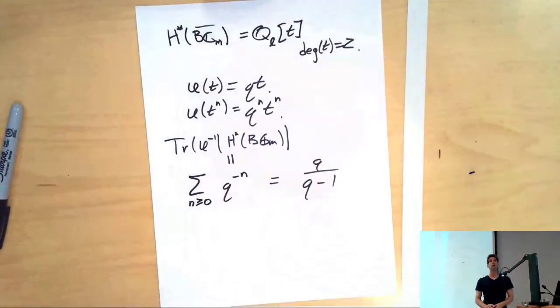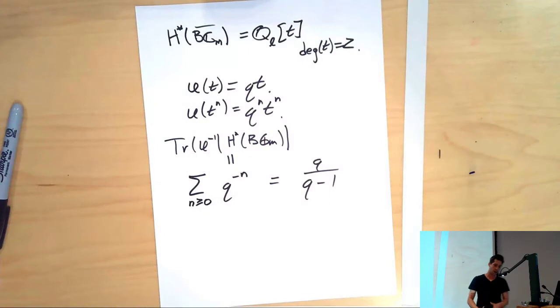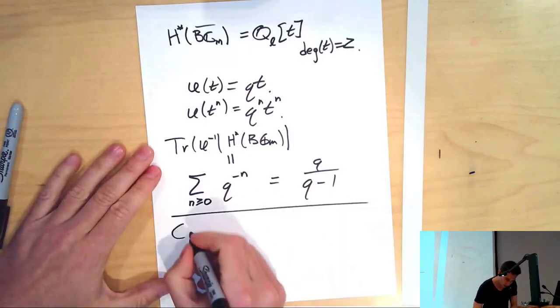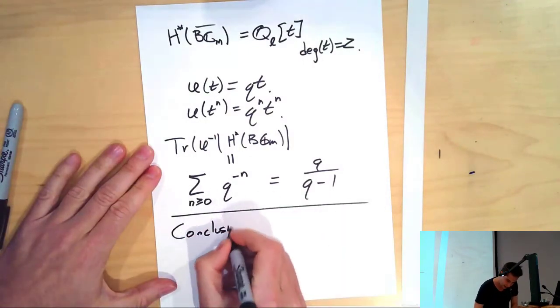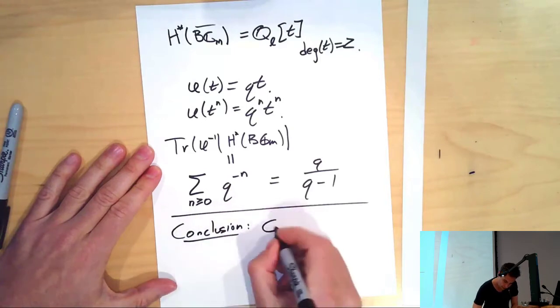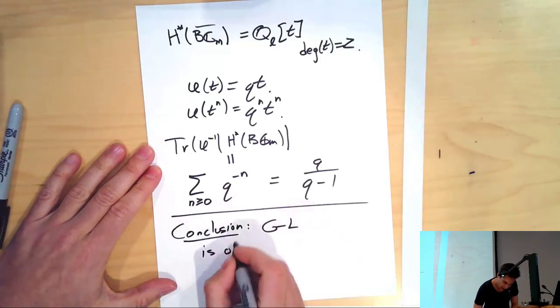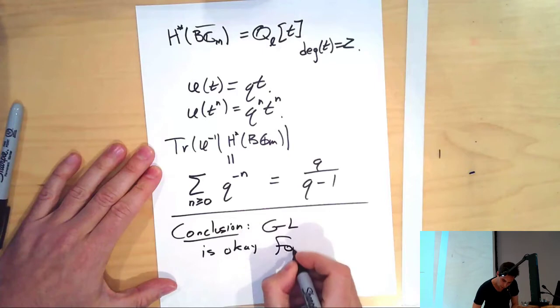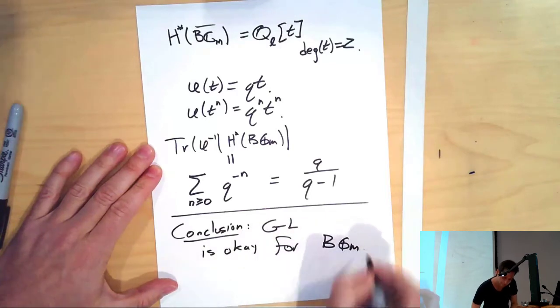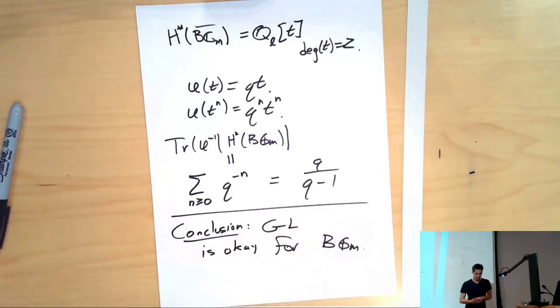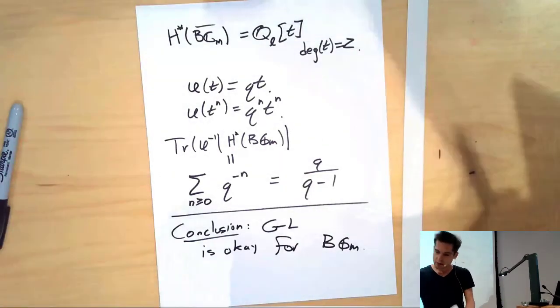Because that was also the left-hand side of the Grothendieck-Lefschetz trace formula. So the conclusion is that the Grothendieck-Lefschetz trace formula is okay for this classifying stack BG_m, even though it's not an algebraic variety. It's okay as long as you formulate it the way that we did over here.